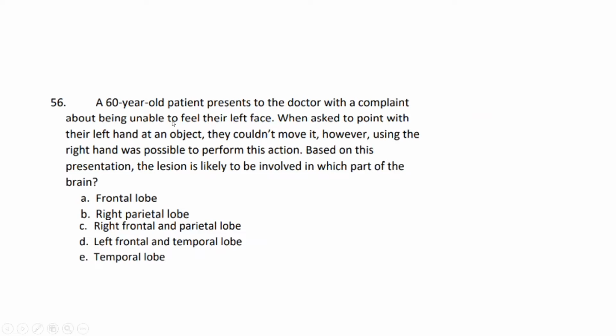So we have a 60-year-old patient. She can't feel her left face. And when she's asked to point at an object with her left hand, she can't do it, but she can do it with her right hand. Based on this presentation, a lesion of which part of the brain is most likely? Is it the frontal lobe, the right parietal lobe, the right frontal and parietal lobe, the left frontal and temporal lobe, or the temporal lobe?